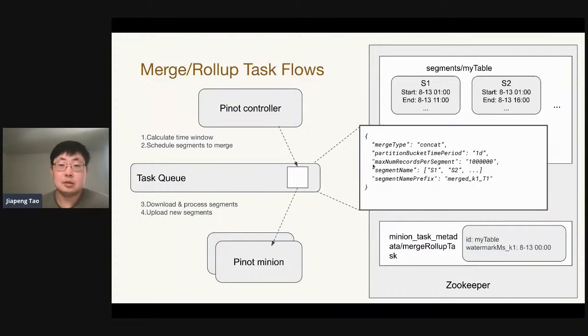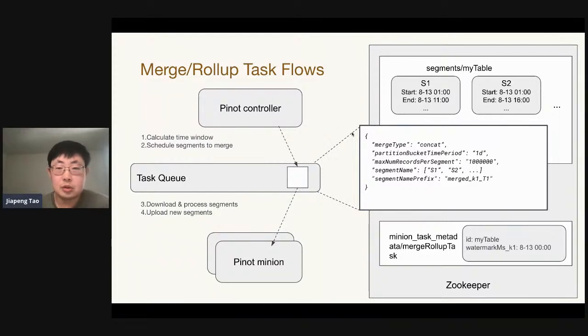Once we decide the time window, we'll pick all the segments overlapping with that time window, and the controller will create the task configs for the merge and rollup task. The task config will look something like this. It has information like merge type, partition bucket time period, max number of records per segment, the input segment names, and also segment name prefix. That's a prefix for the merge segments, used to avoid naming collisions between the input and output segments.